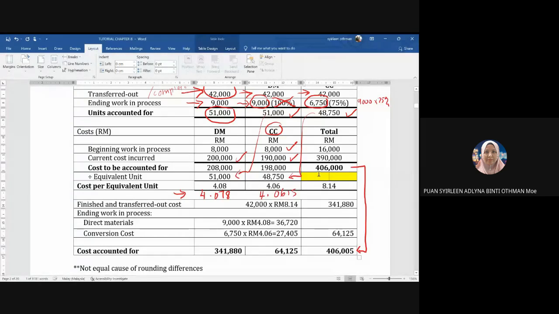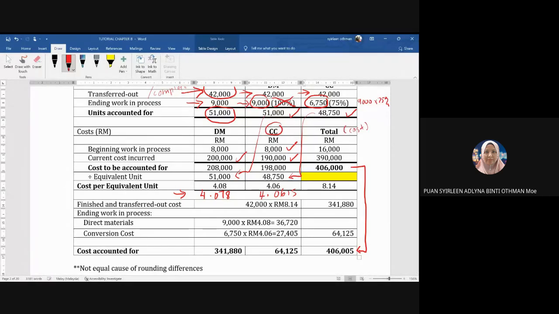Yang bahagian kuning tu jangan isi apa-apa ya. Equivalent unit memang kita tak total. Sebab tujuan awak total dekat sini hanyalah untuk cost sahaja. The items that you will total up here hanyalah cost sahaja. Okay, so yang bukan cost kita tak total. Alright, so 51,000 dengan 48,750 tu bukan cost. Dia ialah unit. That's why kita tak jumlahkan. Alright, okay, so now you already have RM8.14.